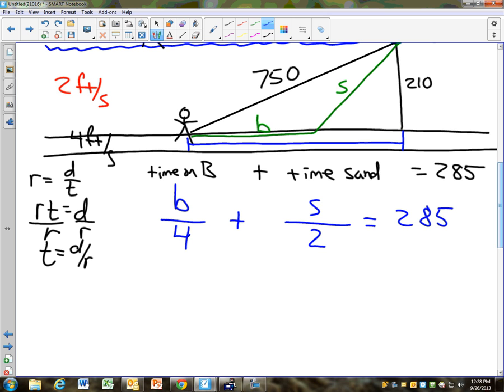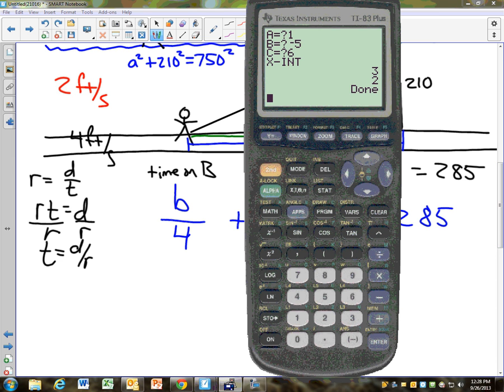Can we find that distance? How? Very good, Alexa. A squared plus B squared is C squared. So we'll say A squared plus 210 squared is equal to 750 squared. Everybody okay with that? Let's take out our calculator, and what we will do is 750 squared minus 210 squared is that.